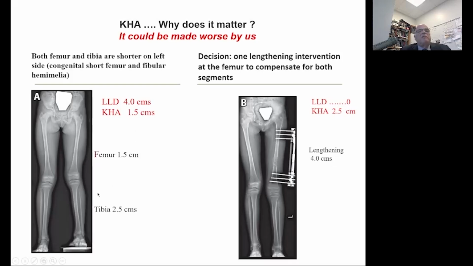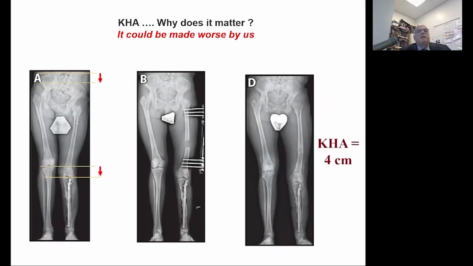It's a case of fibular hemimelia, 2.5 difference in the tibia, 1.5 in the femur. You decide to correct the LLD and you do a lengthening of the femur equal to the total LLD. So you lengthen 4 centimeters. So you have corrected the LLD. Yes, the LLD now is 0. However, you have increased the knee height asymmetry because you didn't take into consideration the ratio between the femur and the tibia. So again, you can make it worse by your treatment.